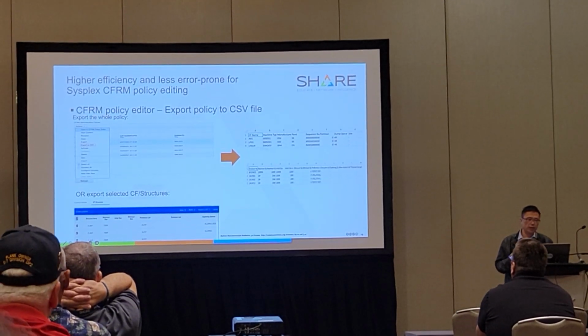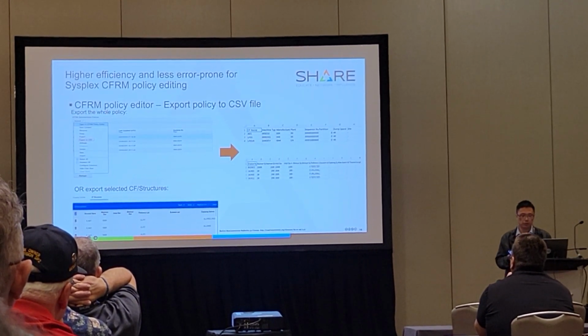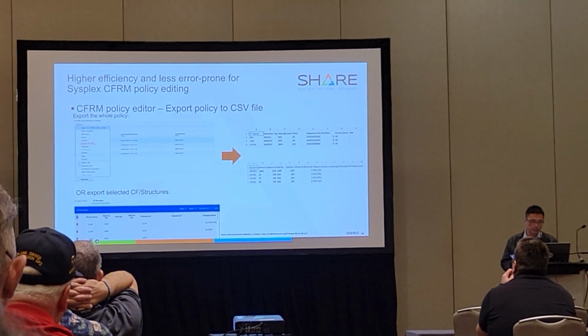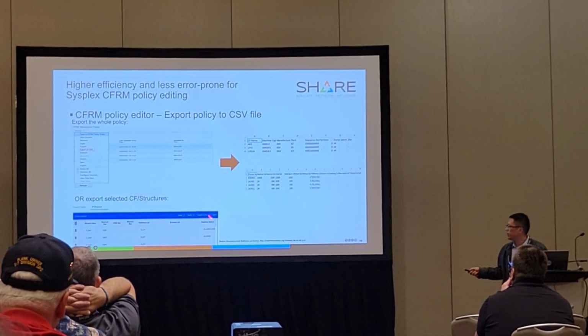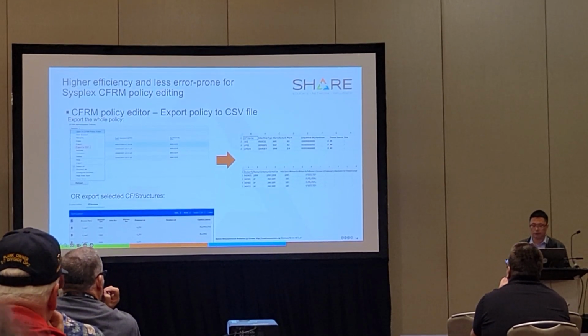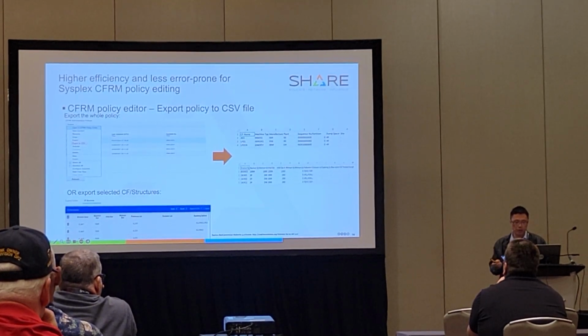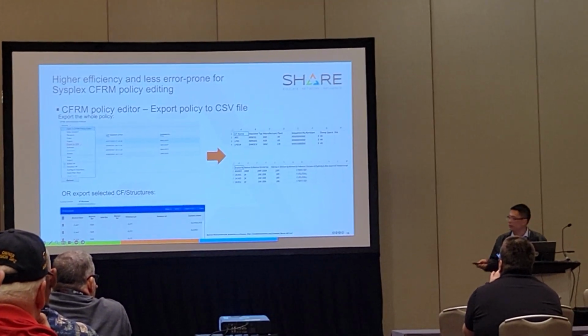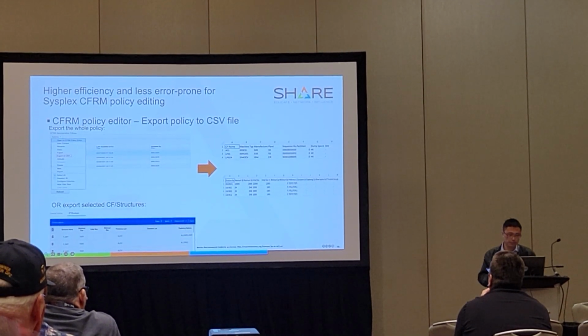In terms of the export function, we also support exporting the policy to CSV files. That can also be done with one click. From here, export to CSV. We will generate two CSV files. One contains the data for the coupling facility, and the other one contains all the data that you can see from this table, for CF structures.